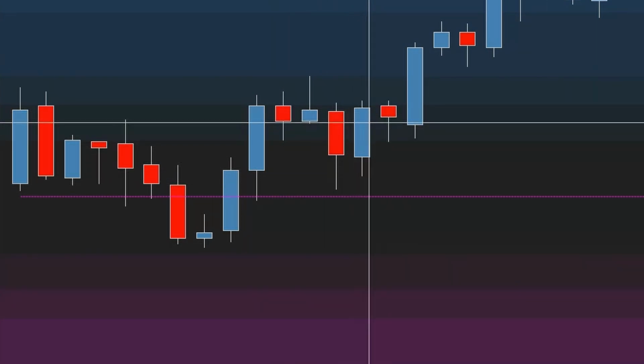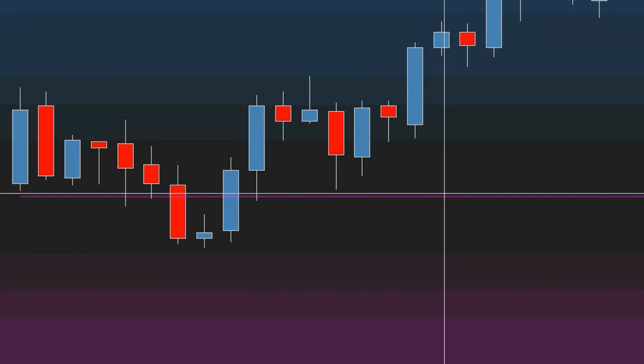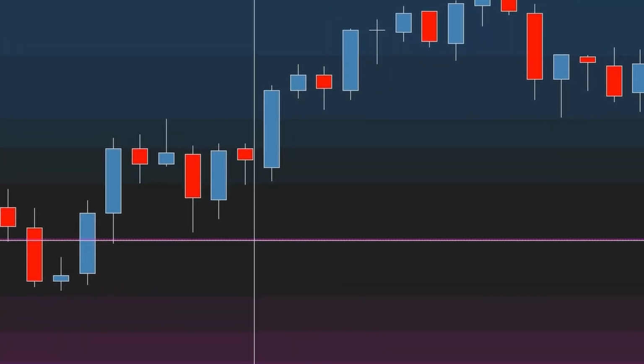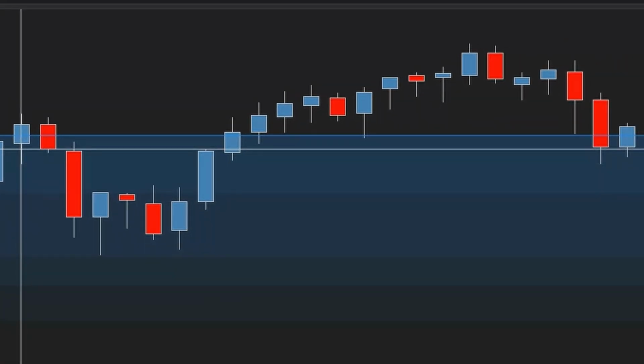Again, why does price test this midline so many times? Because this is a decision point. This is the important area. From here, a decision is made, and the decision is made to go up to the buy level.